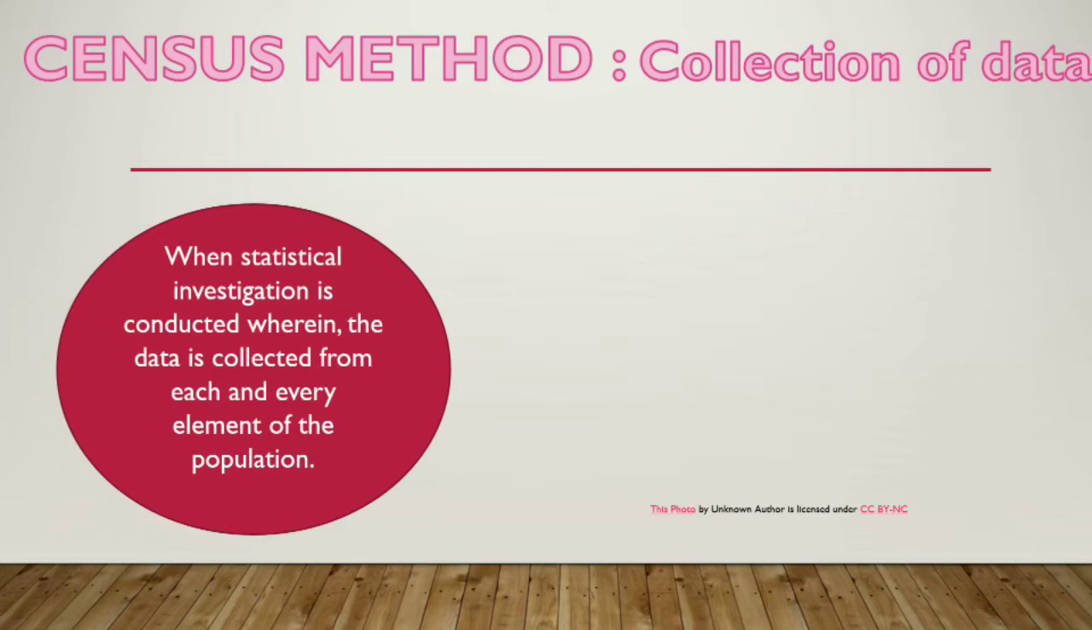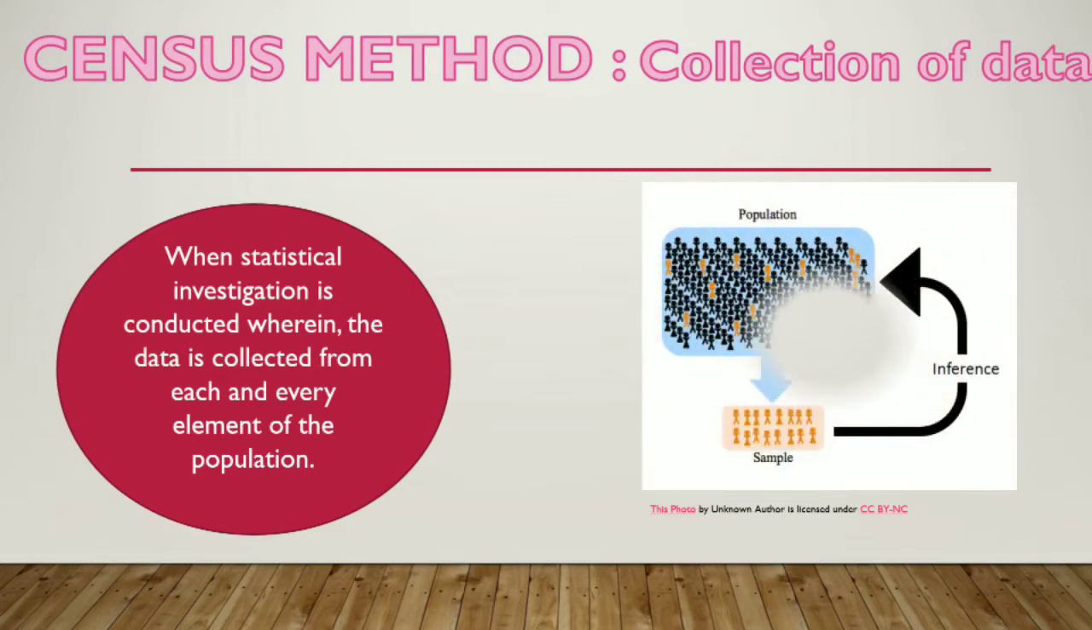In census method, we consider all the elements of the population. That means the data is collected from each and every element of the population. You can have a look at this picture. We have a population for a certain question. Let's say our question is whether people in Delhi speak English or not. Then let's say this is the population of Delhi. Then let us say we pick up some people out of this total population, also known as a sample, and we will do our statistical study on that sample only.